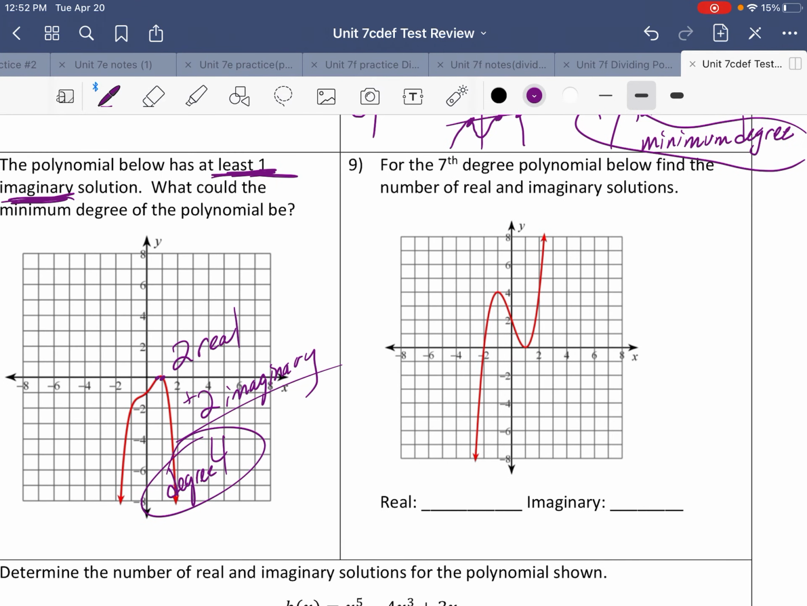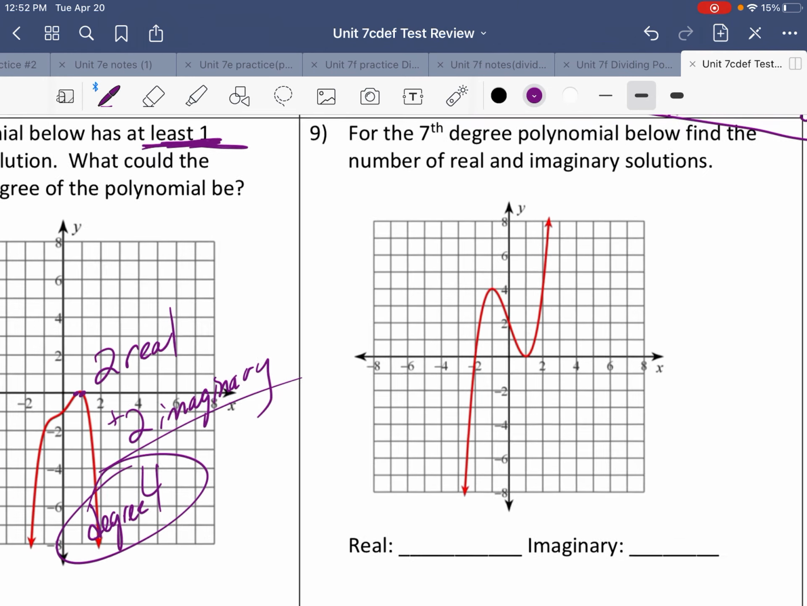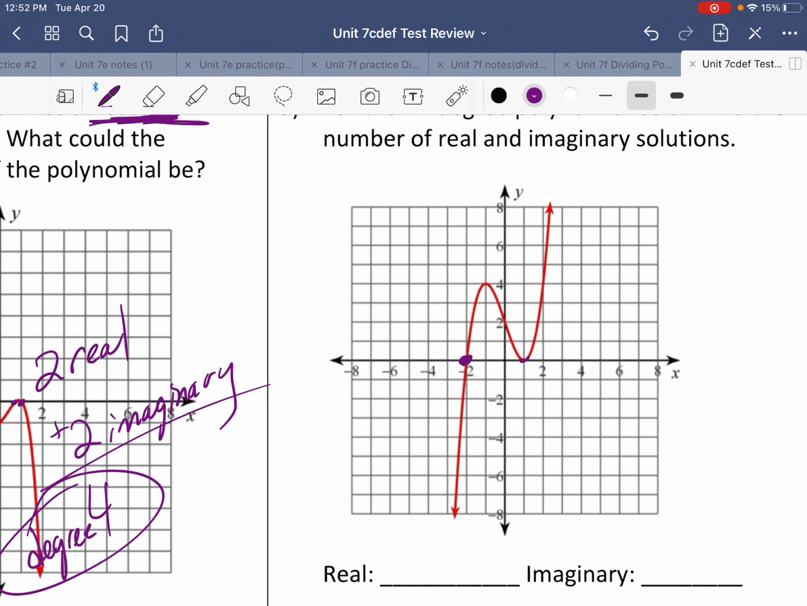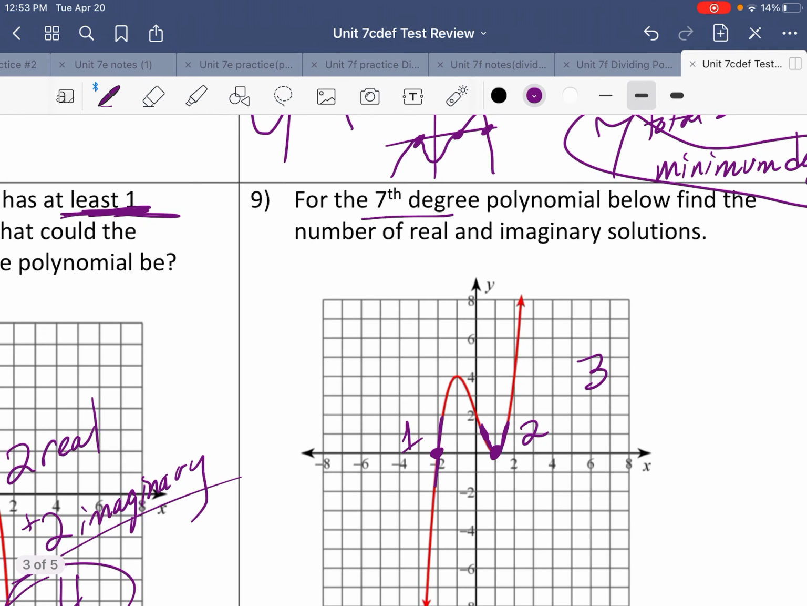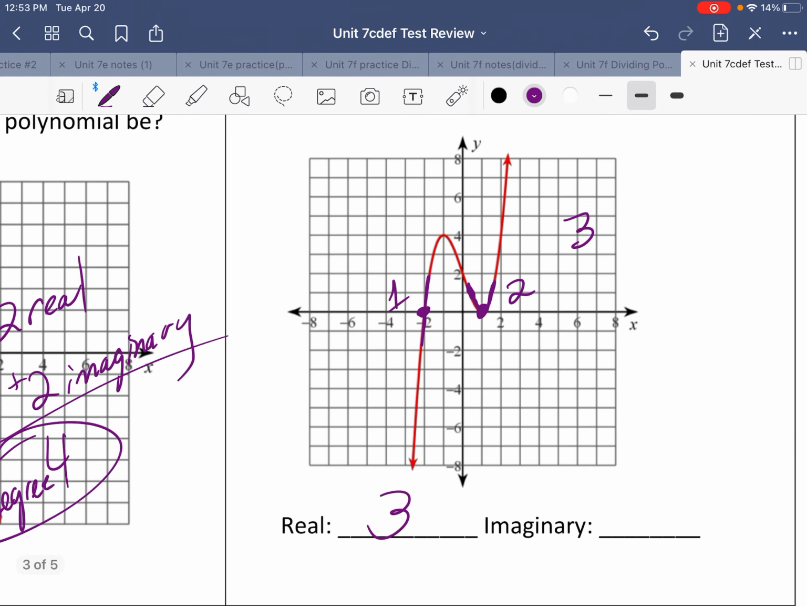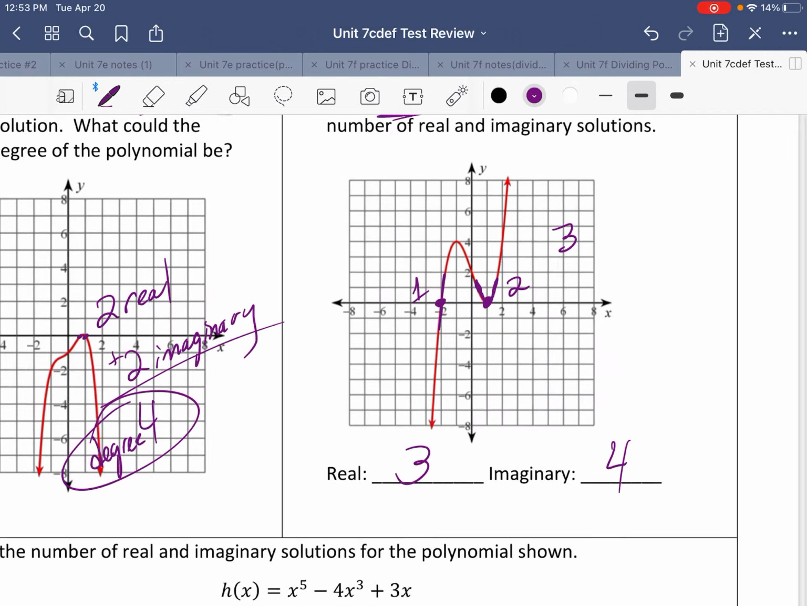For a 7th degree polynomial below, find the number of real and imaginary solutions. So we have 2 x-intercepts. First one goes through at a very straight line, so that's 1 solution. And the next time it hits the x-axis, it forms a quadratic. A quadratic is 2 solutions when it forms around the x-axis, or you could think of it as a local minimum. So 1 plus 2 is 3, so there's 3 real. And the 7th degree means there are 7 total solutions. So that means the other 4 have to be imaginary.